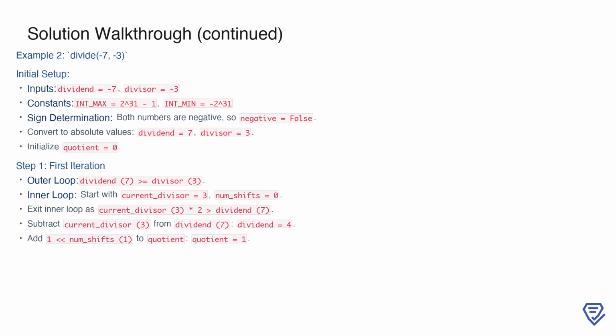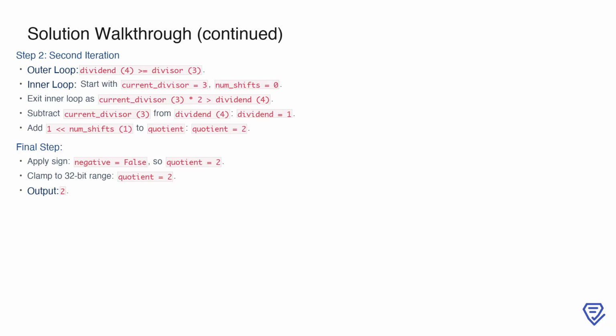For the first iteration, the dividend, which is 7, is greater than or equal to the divisor, 3, so we proceed. Inside the inner loop, the current divisor starts as 3, and number_shifts is 0. Since doubling the current divisor would exceed the dividend, we exit the inner loop. We then subtract the current divisor, 3, from the dividend, reducing it to 4. Adding 1 left shifted by number_shifts, which is 0, to the quotient updates the quotient to 1.